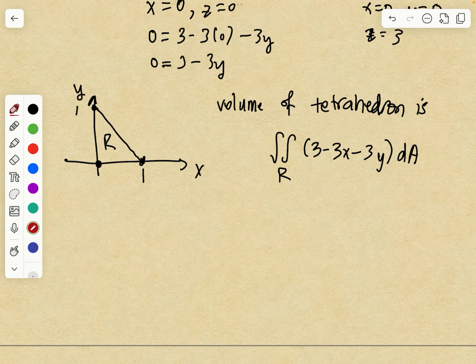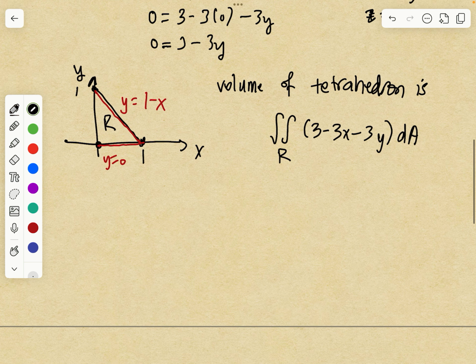And to do this integral, we can set it up as an iterated integral, right? That's Fubini's theorem. For the values of y, you have this line here, y equals 0, and then you have this line, which goes through (1, 0) and (0, 1), so it's going to be x plus y equals 1, or y equals 1 minus x. I mean, the slope is negative 1, and the y-intercept is 1. And then x is going from 0 to 1.